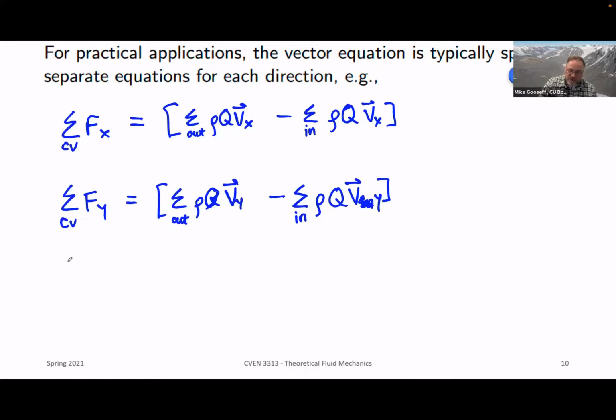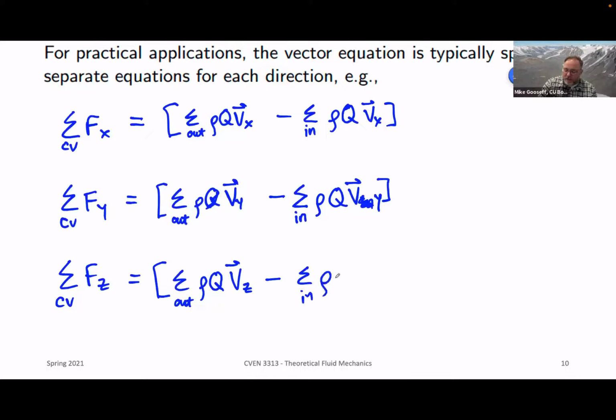For each one of the y components of the inflow, and then again summing over the control volume, the forces in the z direction are equal to the sum of the outflows of momentum rho times q times vz, where that is a velocity vector, minus the sum of the inflowing momentum flows rho times q times vz, where vz is a velocity vector. All right.